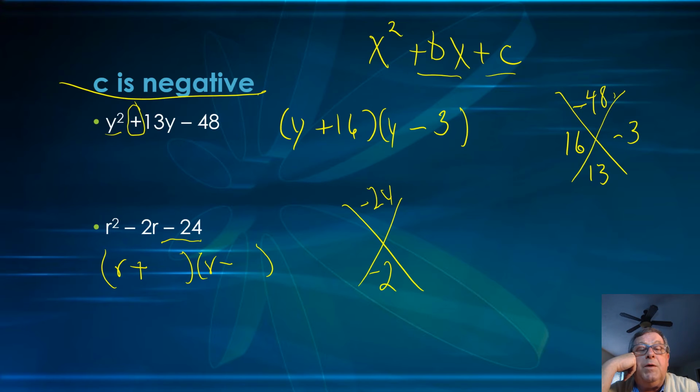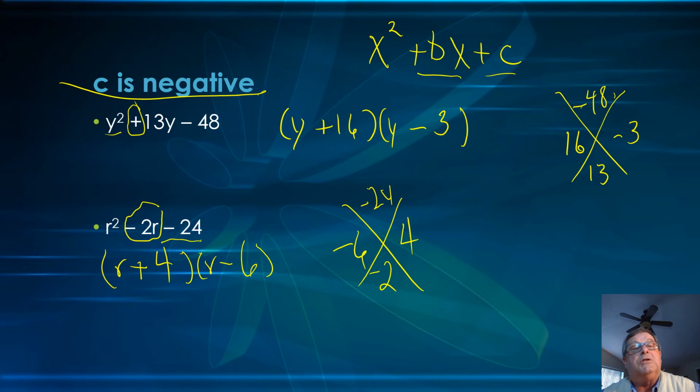Now, 4 times 6 is 24. So which one needs to be negative and which one needs to be positive? Well, I'm trying to get, when I add those together, to negative 2. And that would mean I need a negative 6 and a positive 4. And we're just going to pop that in our parentheses. Negative 6, positive 4, and shazam, there we go.